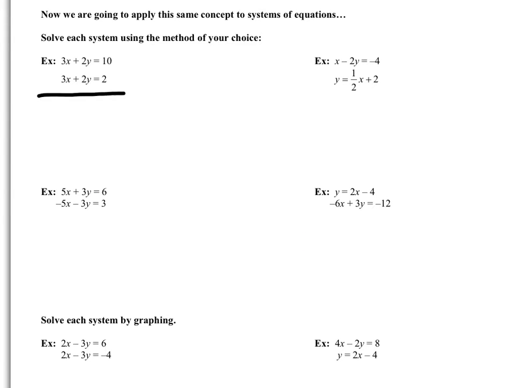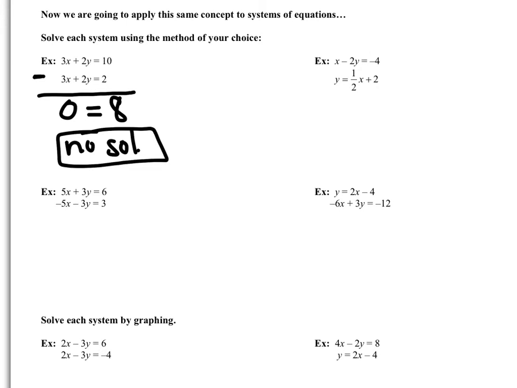Since these 2 equations are already stacked and they have matching coefficients, I'm going to eliminate by subtracting. So 3x minus 3x is 0. 2y minus 2y is 0. So if I bring down my equal sign straight down, I'm left with 0 on the left, and then 10 minus 2 is 8. 0 doesn't equal 8, so that's going to be no solution.